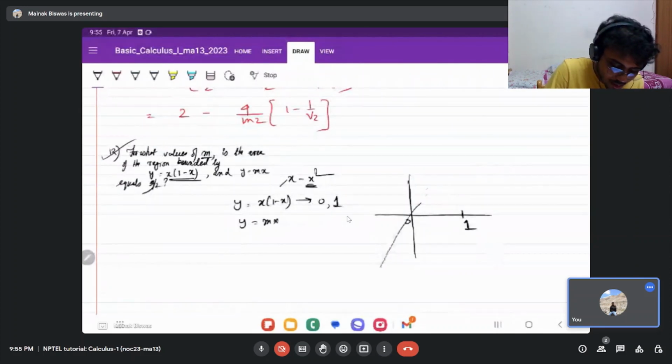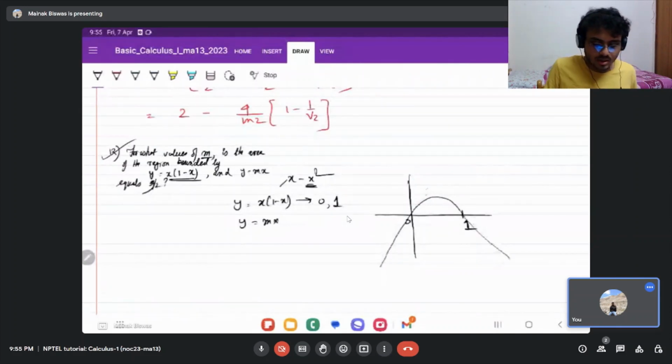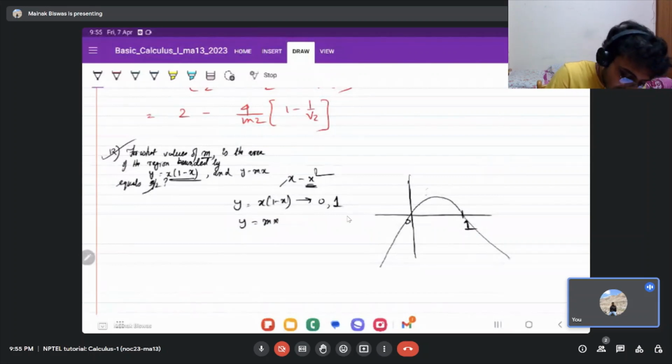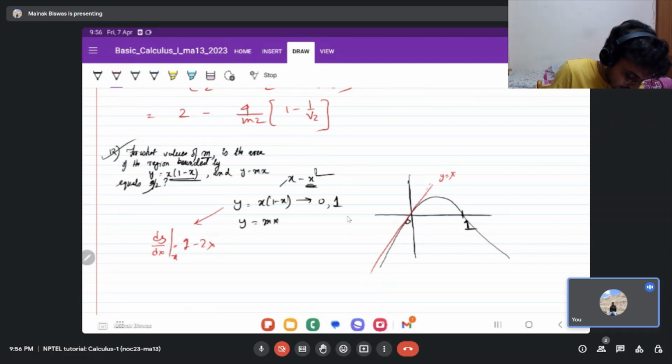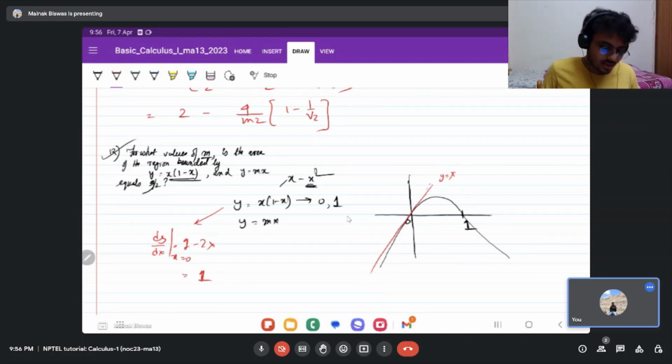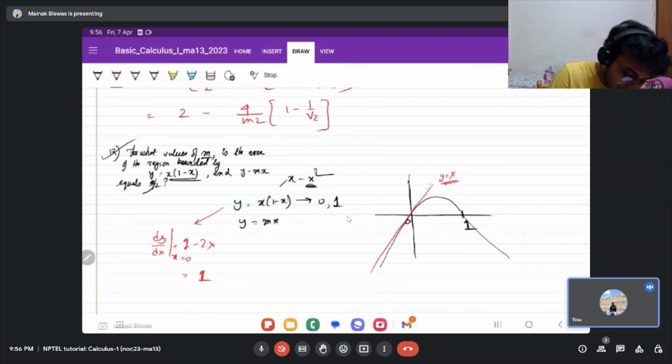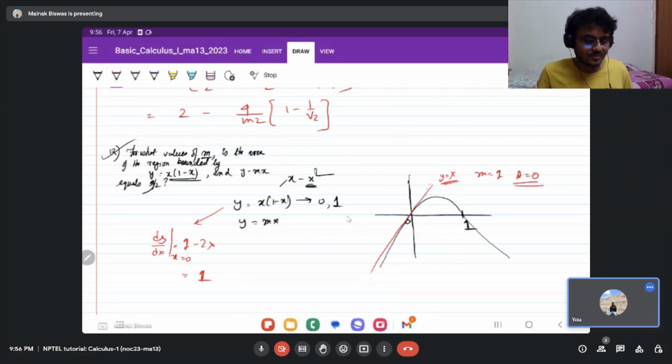So see, at x is equal to 0, what is the tangent of this curve? I'm writing this for a reason. dy dx is equal to 1 minus 2x. At x is equal to 0, this is 1, right? So you see y is equal to x, so if m is equal to 1, area is equal to 0 because it's a tangent. Agreed?